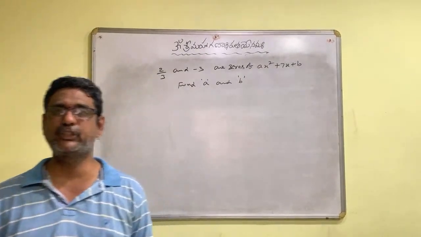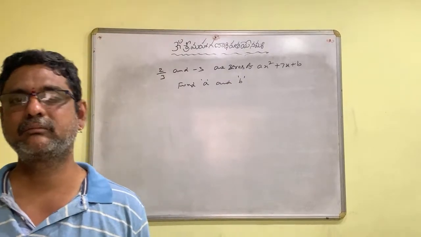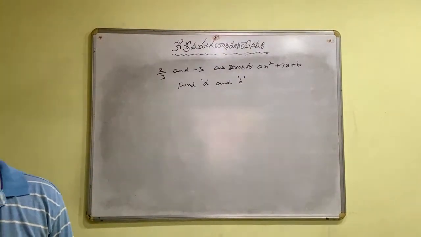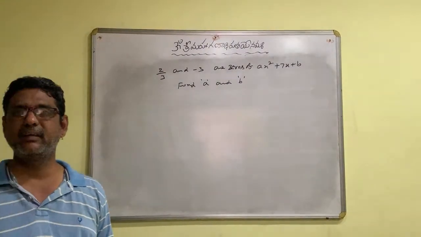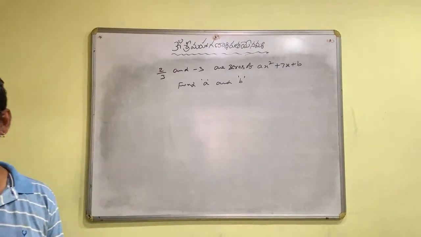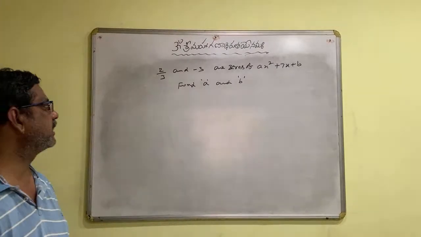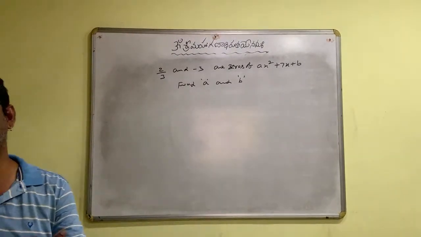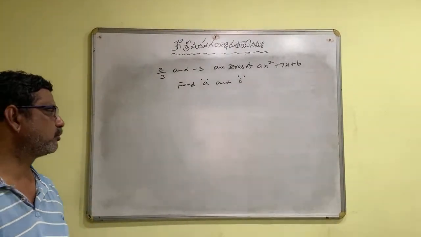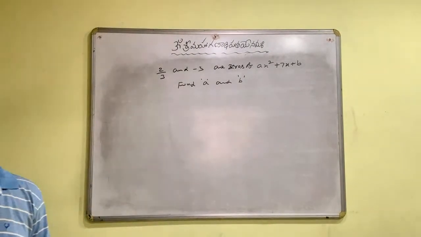Now you can see a question on the board. 2 by 3 and minus 3 are the zeros of ax square plus 7x plus b. Find the values of a and b. This is an important type of question in polynomials.